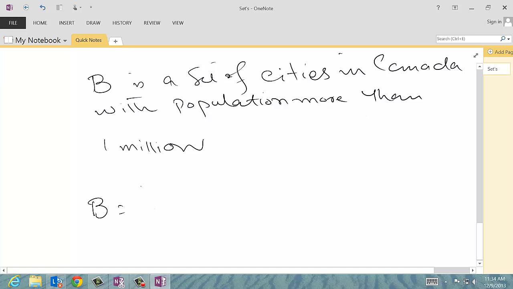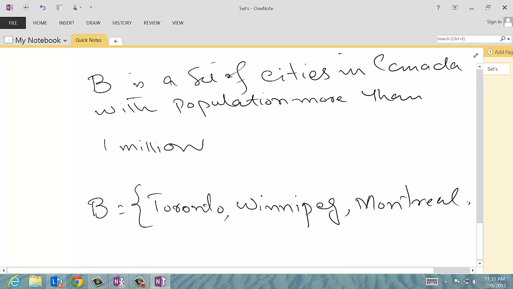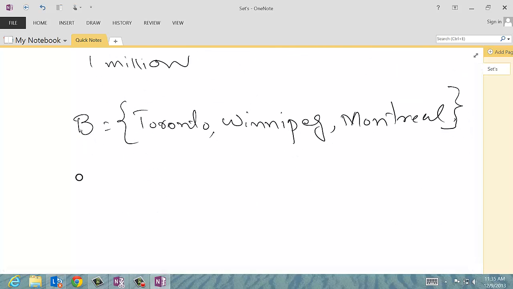B, well, it's definitely going to include Toronto. I don't know which cities have how much population, but I'm just guessing that, okay, Winnipeg, okay, Montreal, and maybe there are a couple of more cities, Calgary, but let's say that these are the only 3 cities which have a population of more than 1 million. We are going to list them, separate them with a comma, and then give them a name, set B. And this is what is a finite set.